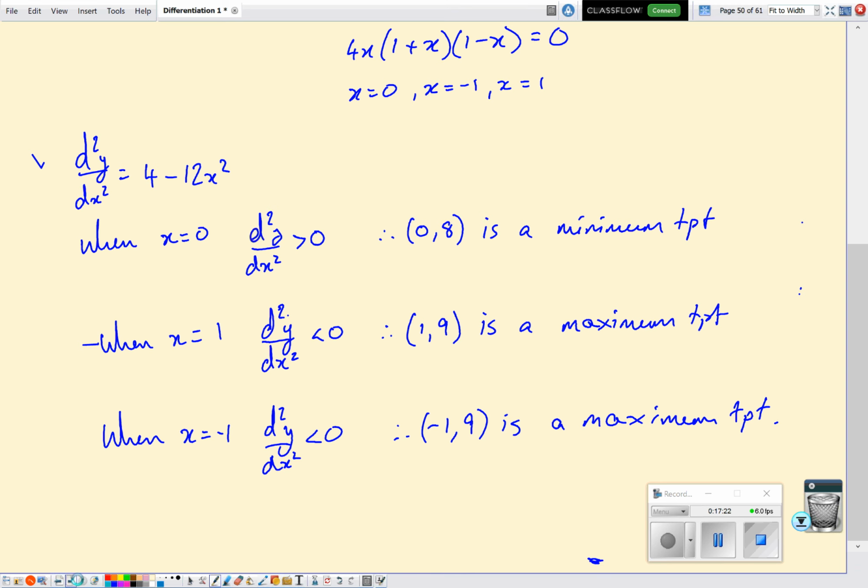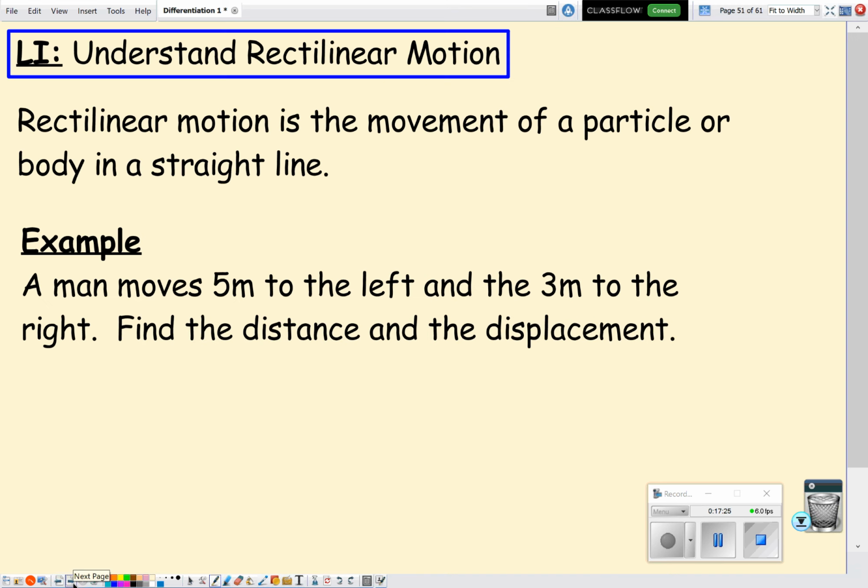So just the last wee bit of this. Okay, now basically rectilinear motion is the movement of a particle or body in a straight line. Okay, so no curves or anything like that involved. It's just about a particle or body going backwards and forwards in a straight line. Now I know that not all of you will have done any physics, if any, and I promise you this is the only piece of physics in the maths course. It's there, and you just have to deal with it, I'm afraid.